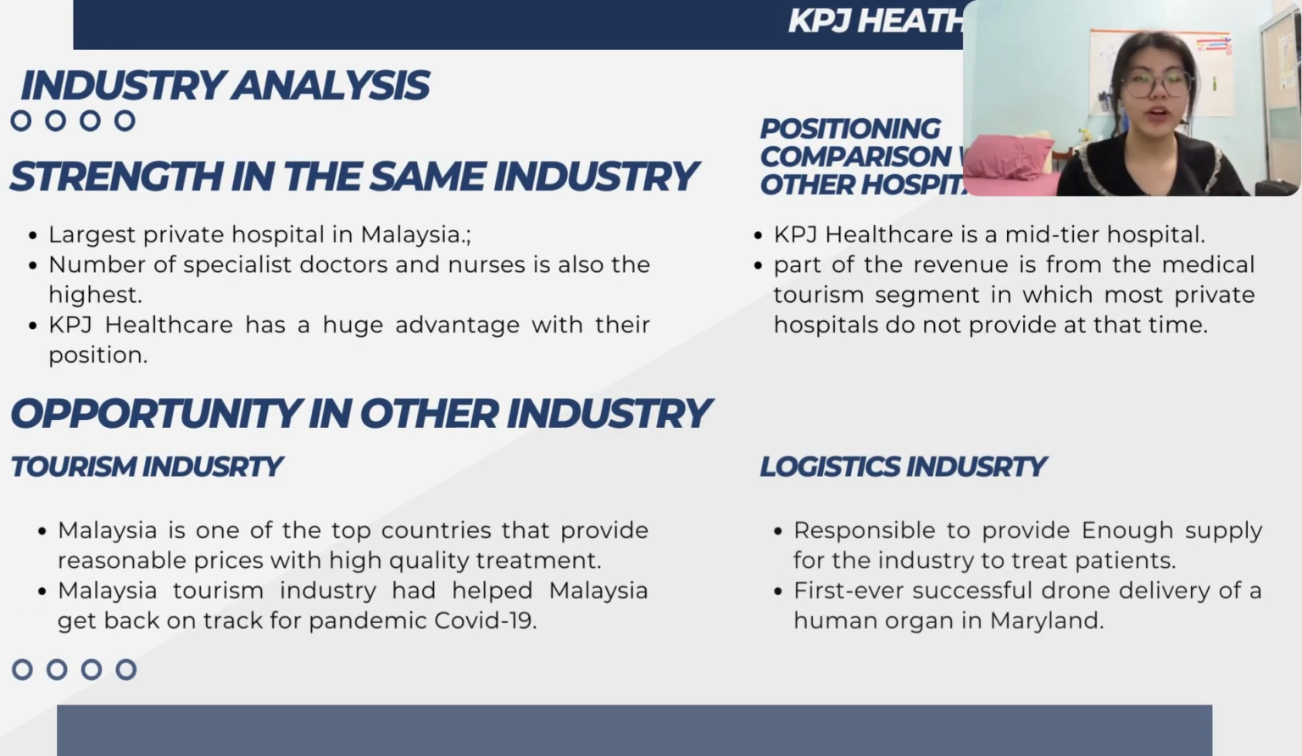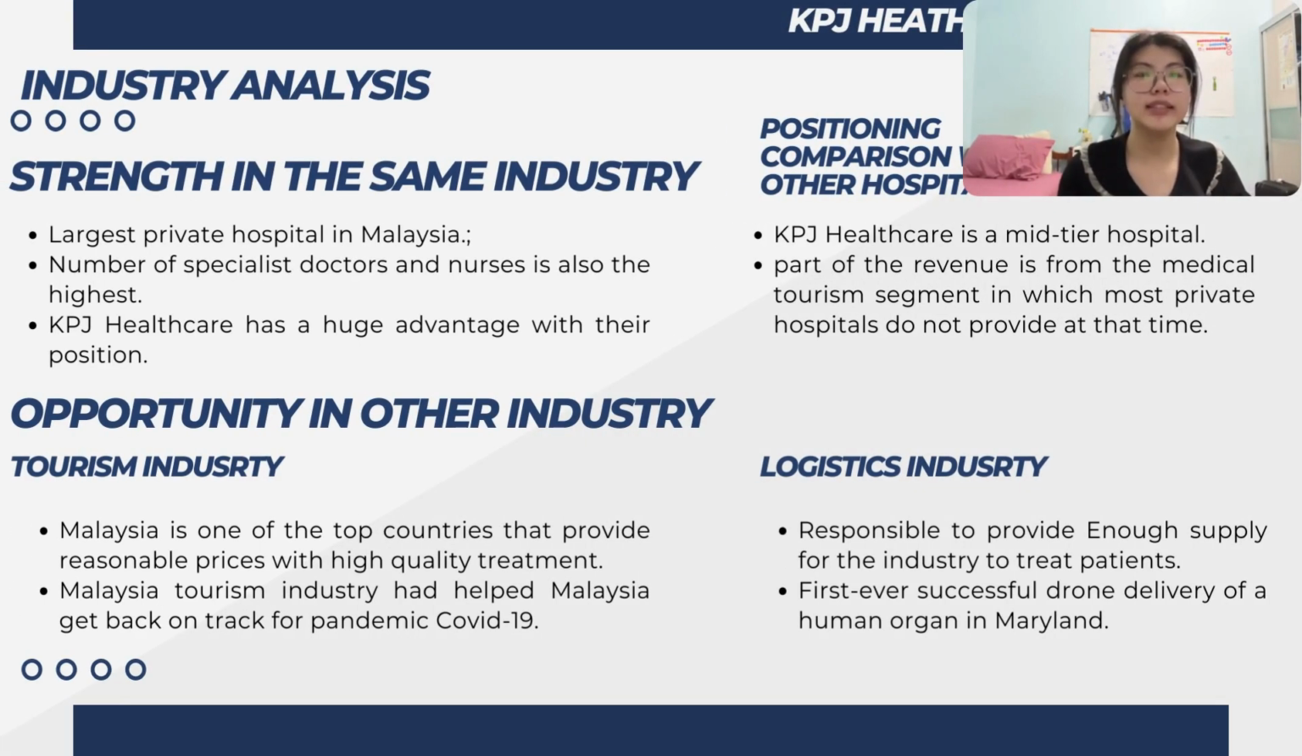As for the strength of KBJ Healthcare Berhad, it is the largest private hospital in Malaysia. The number of specialist doctors and nurses is also the highest compared to their competitors, which means the company has a huge advantage with their position because it can accommodate a larger number of patients and provide various kinds of treatment compared with their competitors.